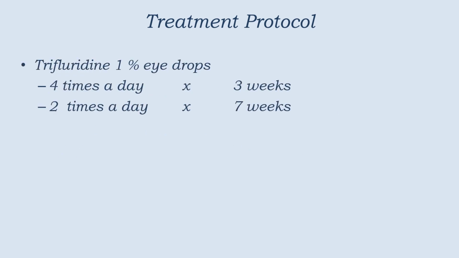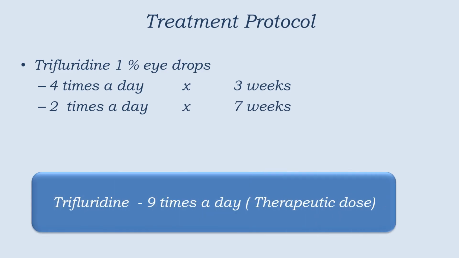Since the trial was done in USA, where topical acyclovir was not available and trifluridine was used as an antiviral, it was used in half the dose as prophylaxis and then further reduced as steroids were tapered.